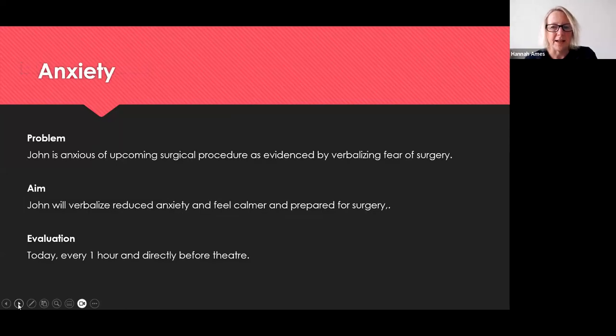And then another good one to do is maybe anxiety, slightly different to preoperative education. So we're focusing a bit more on actual anxiety. So maybe your patient actor was quite anxious in the assessment station. So I could put John is anxious of upcoming surgical procedure as evidenced by verbalizing fear of surgery. John will verbalize reduced anxiety, feel calmer and prepared for surgery. I might evaluate that every hour, maybe if someone's really anxious and I want to be checking in on them quite regularly, and also directly before they go off to theatre.